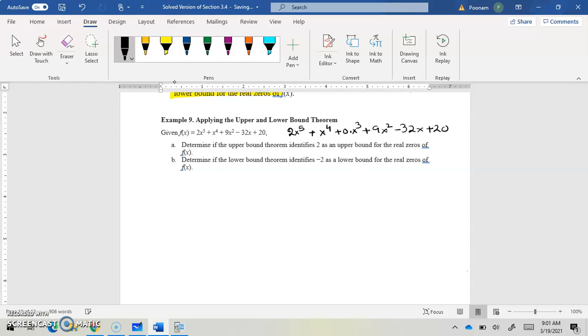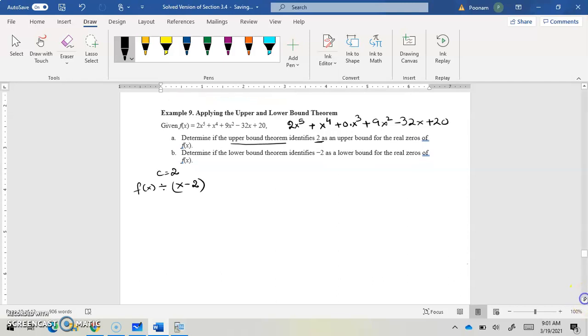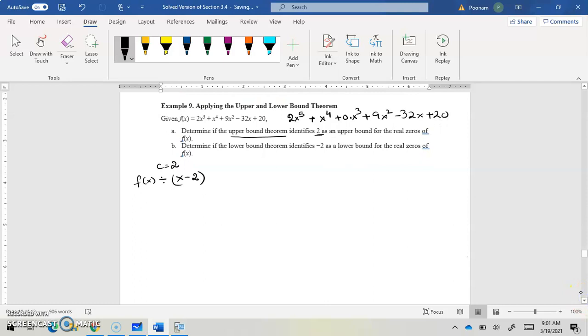Now determine if the upper bound theorem identifies 2 as the upper bound. c is equal to 2. Let's divide the given function by x minus 2. To check the upper bound theorem, we have to divide the function by x minus c. So I'm going to write the coefficients, which are 2, 1, 0, 9, negative 32 and 20.